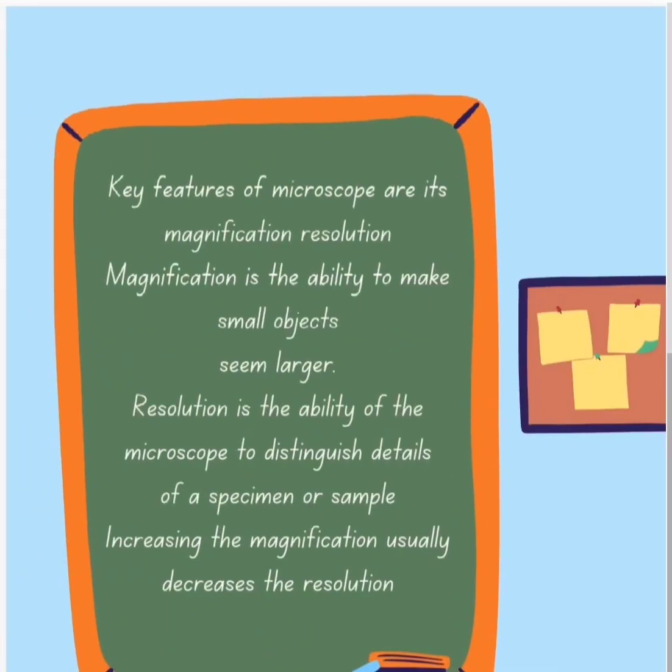Key features of microscopes are its magnification and resolution. Magnification is the ability to make small objects seem larger, while resolution is the ability of the microscope to distinguish details of a specimen or sample. Increasing the magnification usually decreases the resolution.